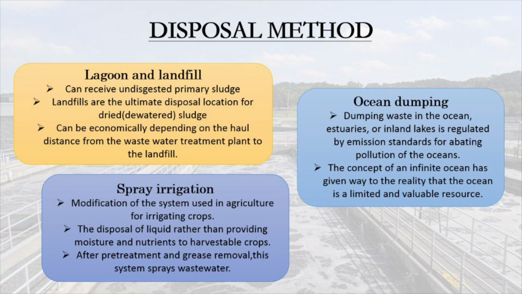Sludge disposal methods. First one is lagoon and landfill. Lagoons can receive undigested primary sludge. Landfills are an unlimited disposal location for dry sludge. It can be economical, depending on the haul distance from the wastewater treatment plant to the landfill.